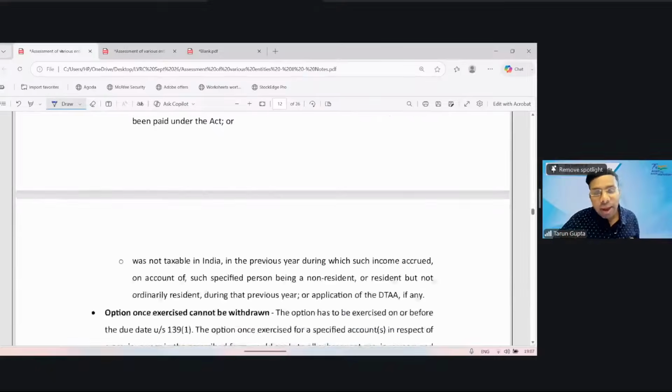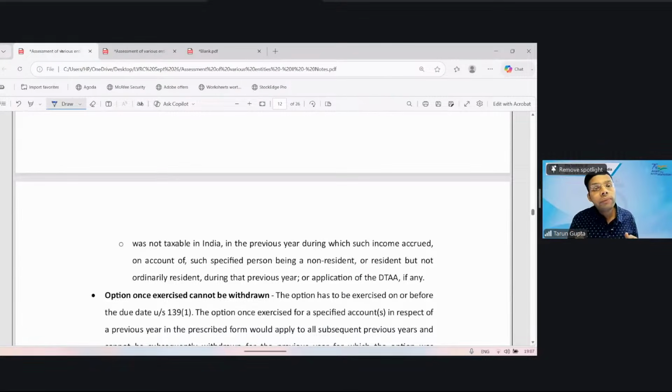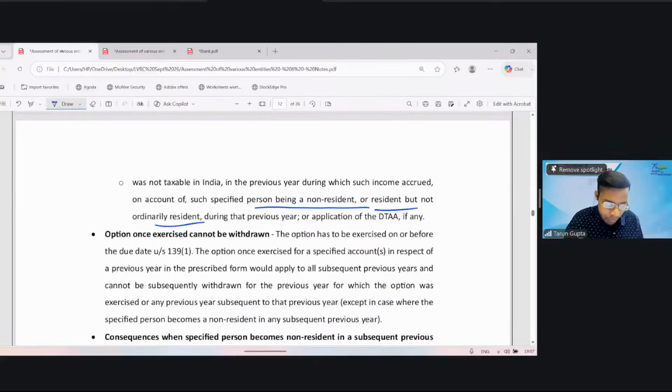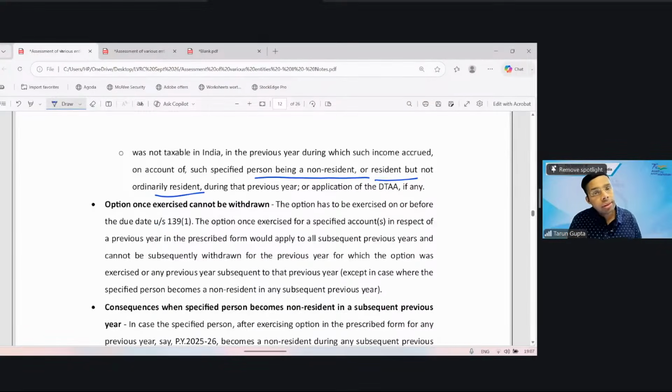And if there is any amount which accrued to him when he was a non-resident in India, or RNOR, then that amount also is not considered for income tax purpose in India at the time of withdrawal. Okay. But this option once exercised cannot be withdrawn, and shall continue to apply. The option has to be exercised on or before the due date.